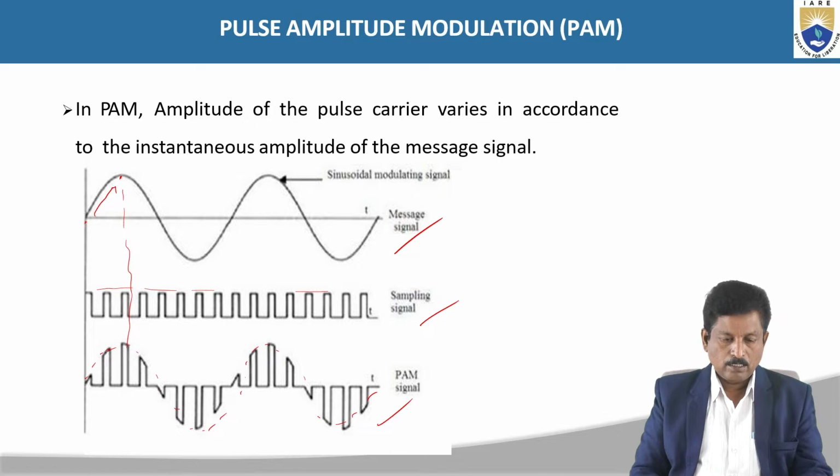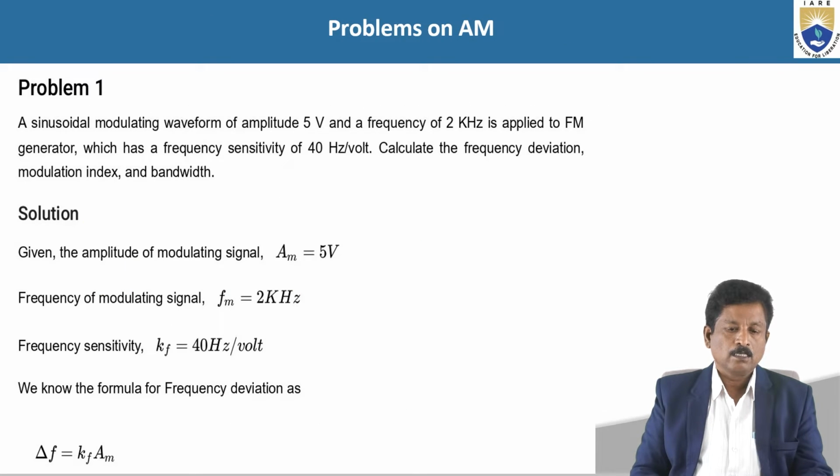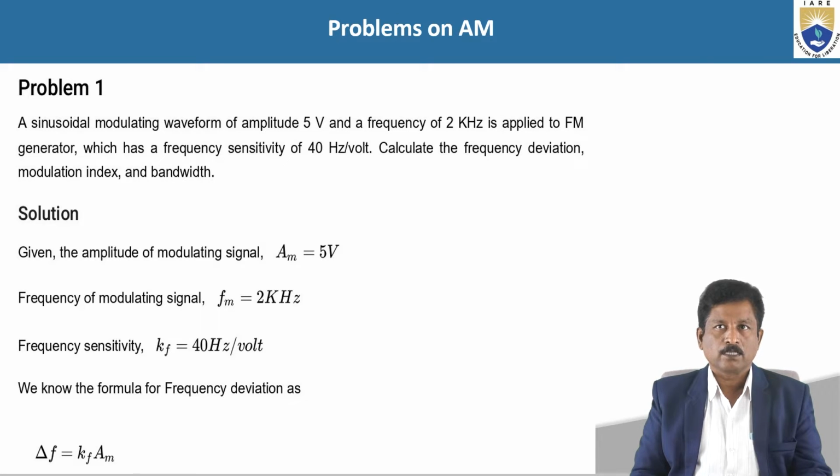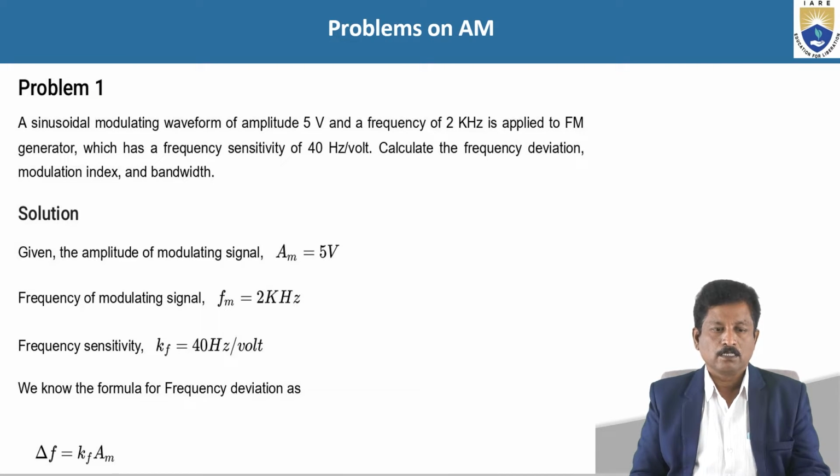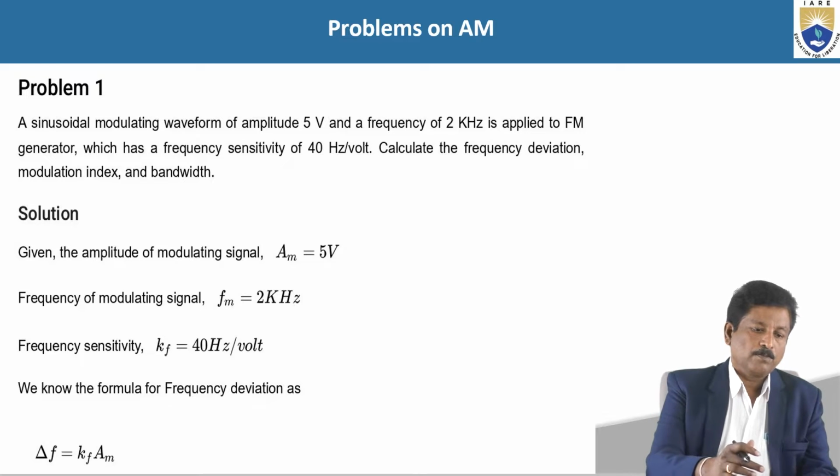So this is about how modulation takes place in the case of amplitude modulation. Now you can see the problem solving. One of the problems we are taking: how we are going to calculate the carrier frequency, frequency deviation, modulation index, and bandwidth requirement for this FM. So you can see the problem.